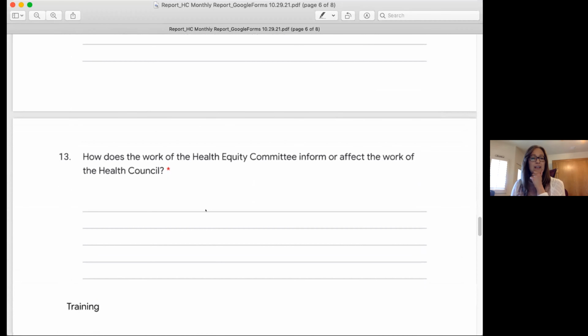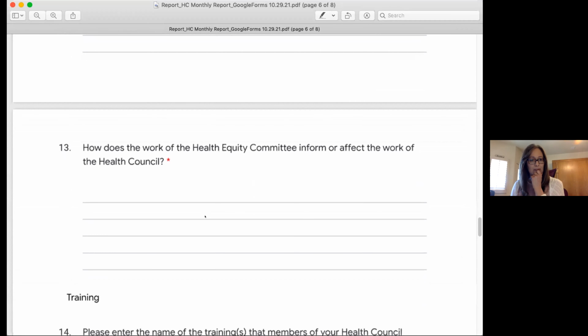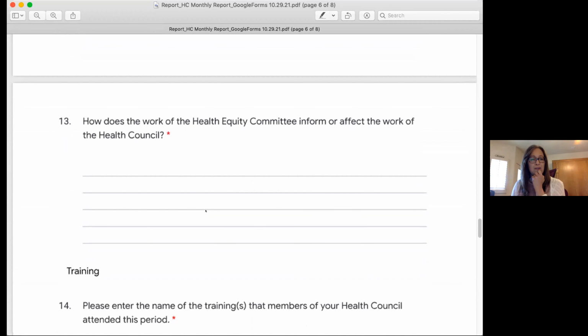Okay, the next question is, how does the work of the Health Equity Committee inform or affect the work of the Health Council? Again, more training of that in November, but really the point here is the function of the Health Equity Committee is to just ensure that the work that we're doing is equitable. And we just want to make sure that that is what's happening, that it's very intentional. So we want to put something along those lines in here.